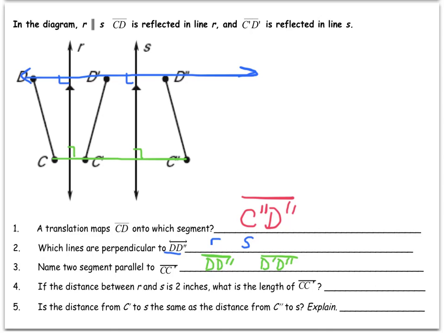Given that the distance between R and S is 2 inches, meaning the distance between these two lines is 2 inches, when asked what the length from C to C double prime is, all we have to do is take and double that, because this total length is going to be twice the distance between the two lines. So 2 times 2, which is 4 inches.